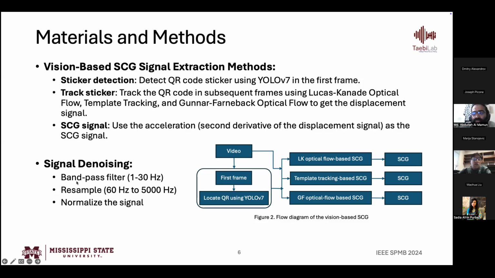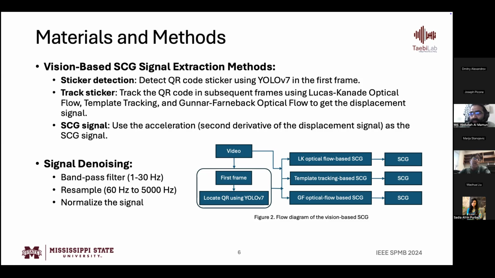Band pass signal, we are actually band passing the frequency 1 to 30 hertz, but we recorded the data with 60 frames. After the band pass, the frequencies will be eliminated, right? Those that are not in between 1 and 30 hertz.